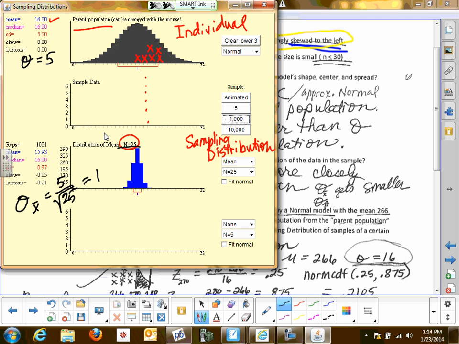So, what are some words to describe this distribution in comparison to the parent population? More condensed. Good, I like that. So this one down here is more condensed. How about less spread out? Yep, less varied. Good. It is more closely clustered around the mean, or the center. Very good. Those are all correct things.